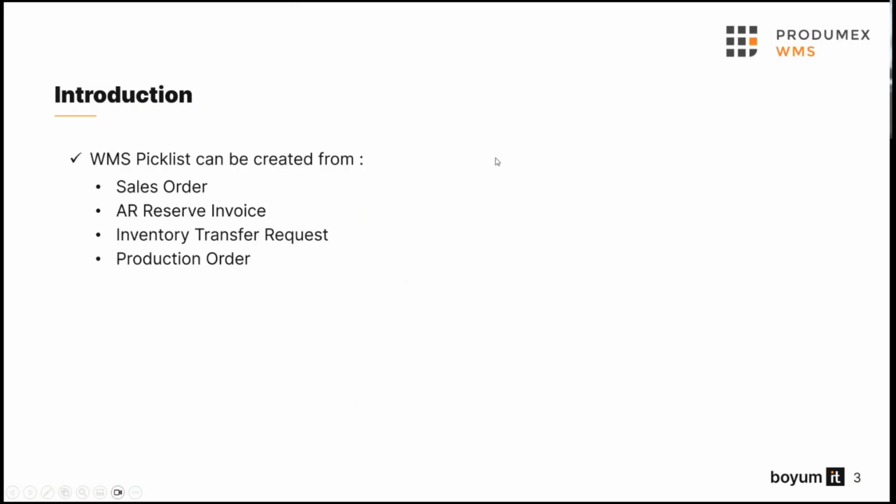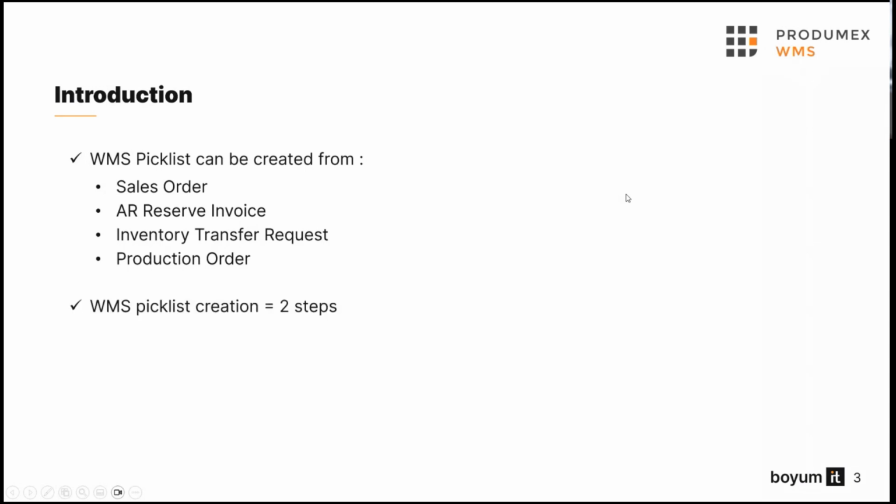As an introduction, I'm going back to the basics. A Produmex WMS pick list can be based on different objects from SAP. Those are the 4 objects that support a WMS pick list. It can be created from a sales order, an AR reserve invoice, an inventory transfer request, and a production order. Today, I'm going to focus more on the sales documents, so the first 3 documents in the list, not a production order picking flow, but it's almost the same finally.